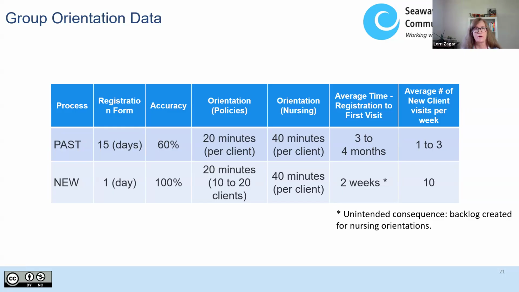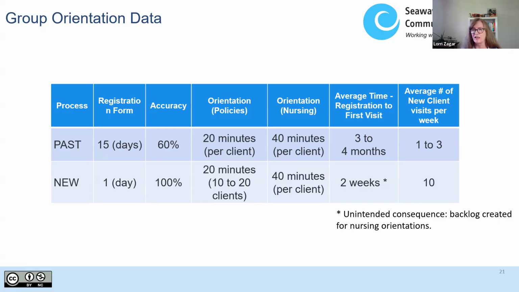In terms of policies being delivered, before it was 20 minutes per client. You know, what's a CHC? What can you expect? What does team-based care look like? Just really preparing the clients and patients. After they did the group orientation, it was about 20 minutes for 10 to 20 clients. So huge efficiencies were gained within this work. The time for the nursing appointments was still 40 minutes per client, but all of a sudden the nurse was actually doing nursing. She was starting to work to the full scope of her practice instead of doing paperwork. The average time from registration to first appointment went from 3 to 4 months down to 2 weeks. And the average number of clients per week went from 1 to 3 up to 10.